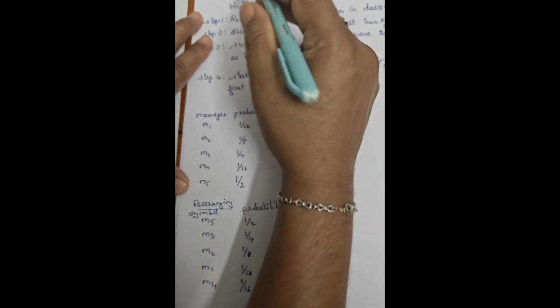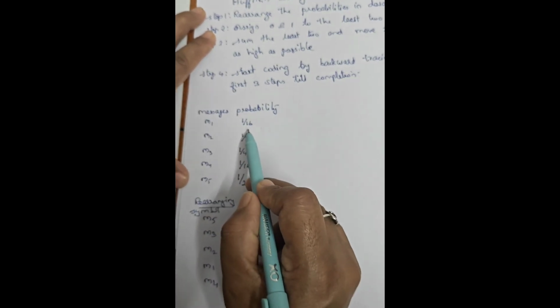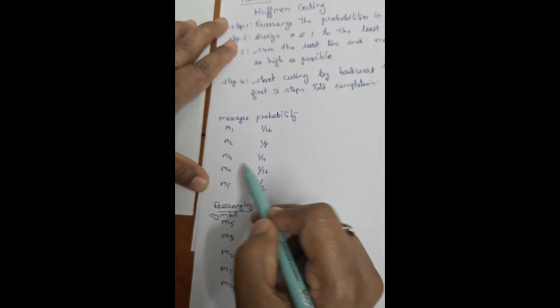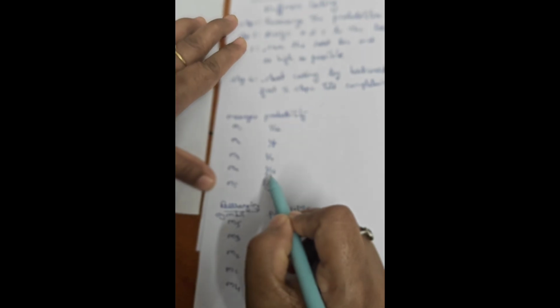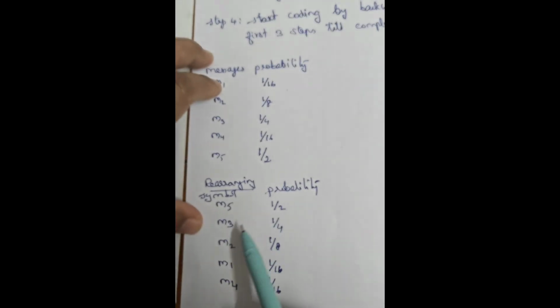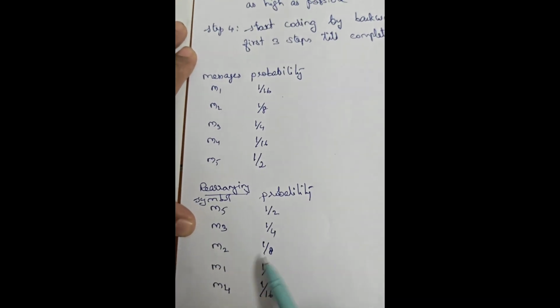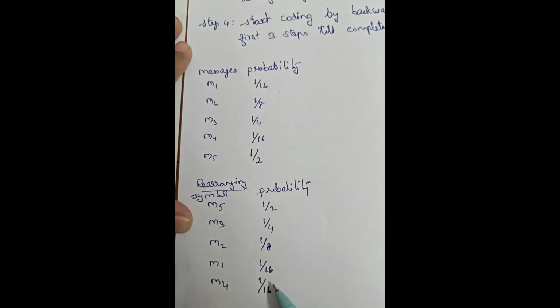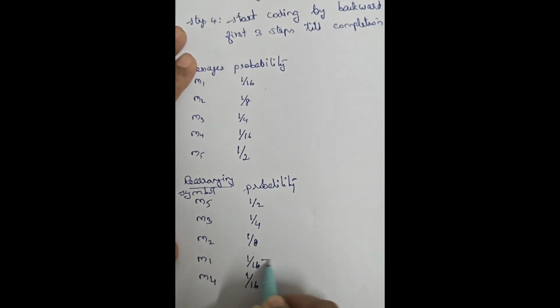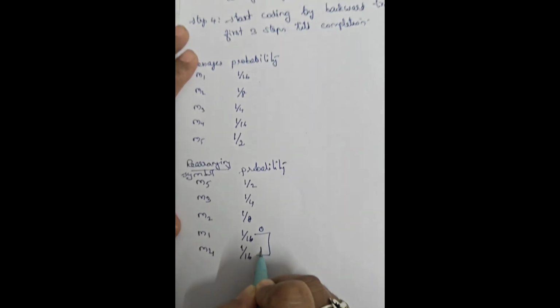Let us see the coding for the given example. M1 has probability 1/16, M2 1/8, M3 1/4, M4 1/16 and M5 1/2. Let us rearrange in decreasing order. We know that 1/2 is the maximum, so M5 comes first, then M3 1/4, M2 1/8, and M1 and M4 1/16 each. Now the first step is to assign 0 and 1 to the last two.